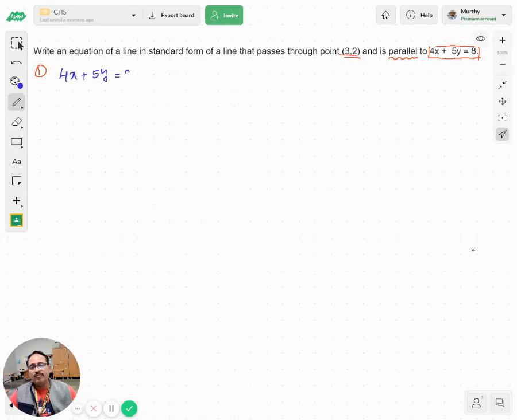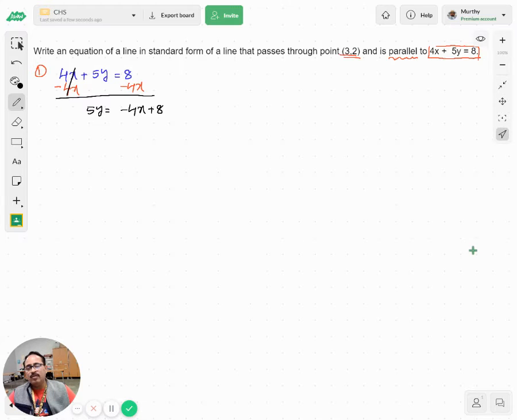This is in the standard form, which is in the form of ax plus by equals c. I hope you remember how to eliminate x and then isolate y values. So I'm taking 4x minus 4x, that means the value is the same and the opposite sign, and this one gets cancelled. Then 5y equals negative 4x plus 8. Don't forget to write the x term first.